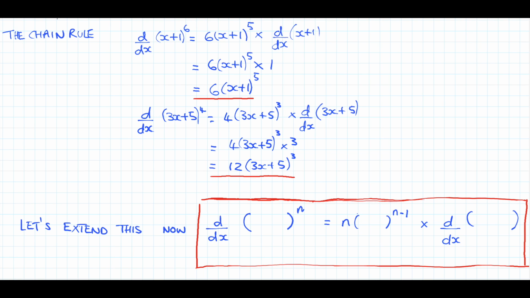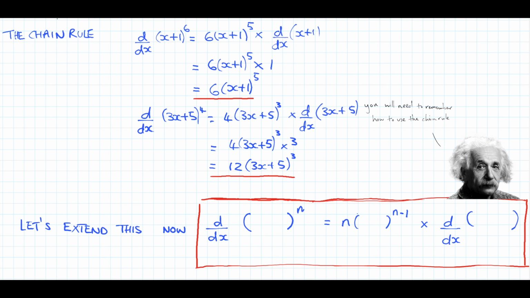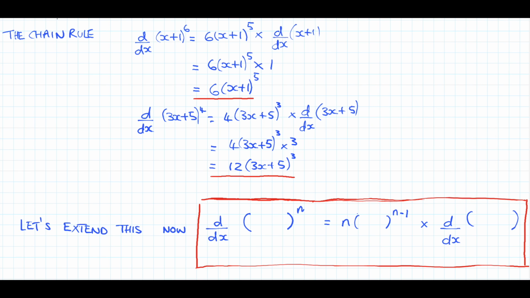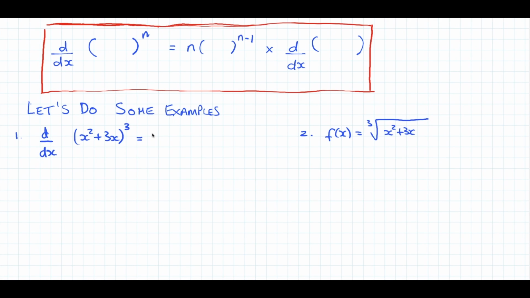Now we're going to extend this. On Friday, we only dealt with linear functions, powers of 1. Now we're extending this to anything that's inside that bracket. So the chain rule basically is d by dx of whatever you have inside that bracket: multiply by the power and reduce the power by 1, times the derivative of whatever you have inside that bracket. Let's do some examples then.